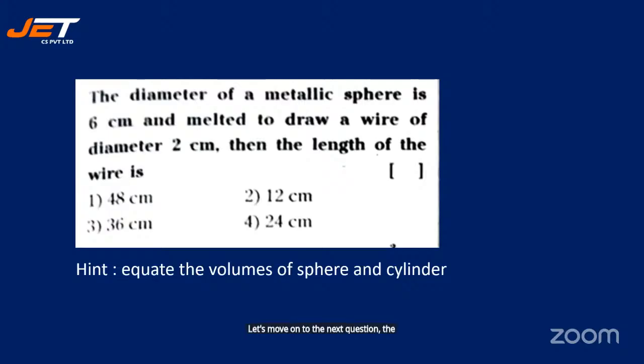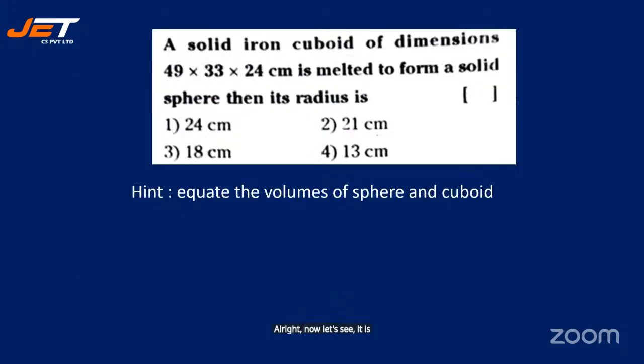The diameter of a metallic sphere is 6 centimeter and it is melted to draw a wire of diameter 2 centimeter, then the length of the wire is dash. Here, you should equate the volume of the sphere and the cylinder. Okay, so with this radius 1, because diameter is 2 centimeter means your radius is half the diameter. So that becomes 1. All right. Now let's see, it is 36 centimeter. Right. So see the next question.